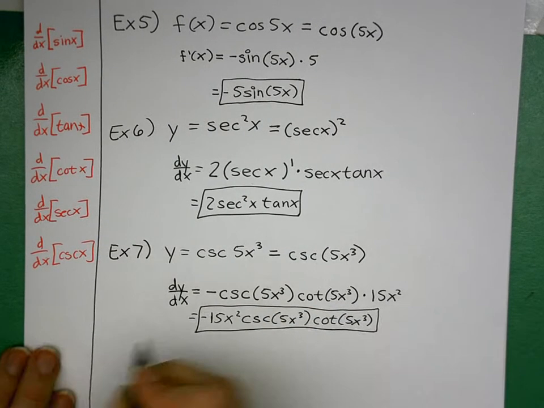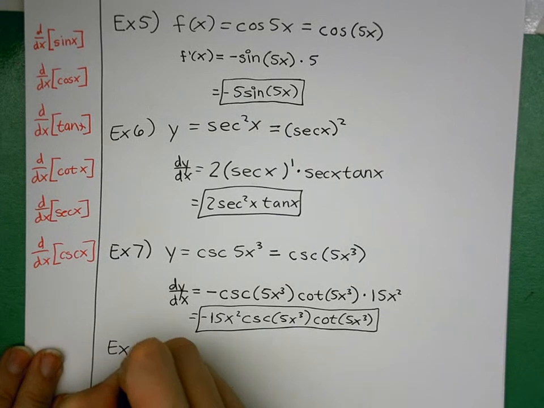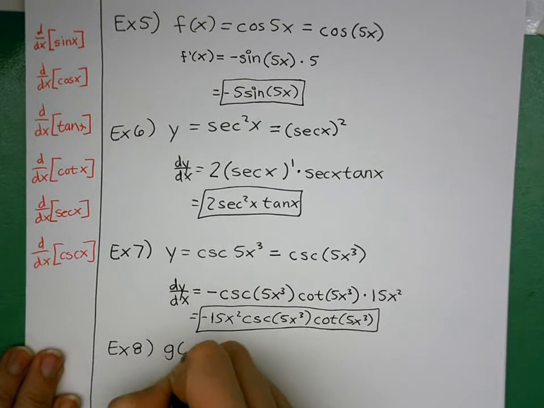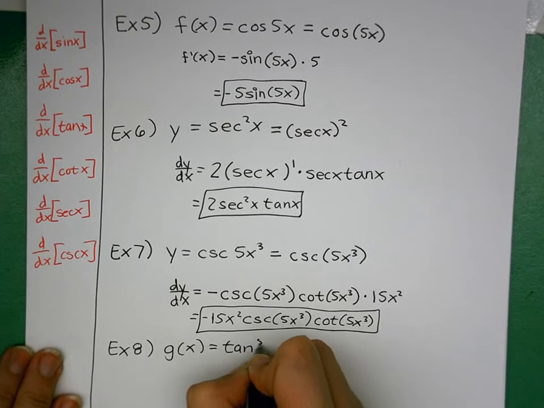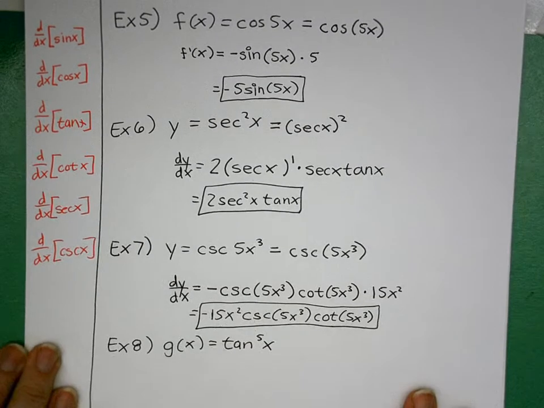Okay, one more specifically in this form. Example 8, we're looking at g of x equals tangent to the 5th x. If you haven't already paused the video, I'd do it now.